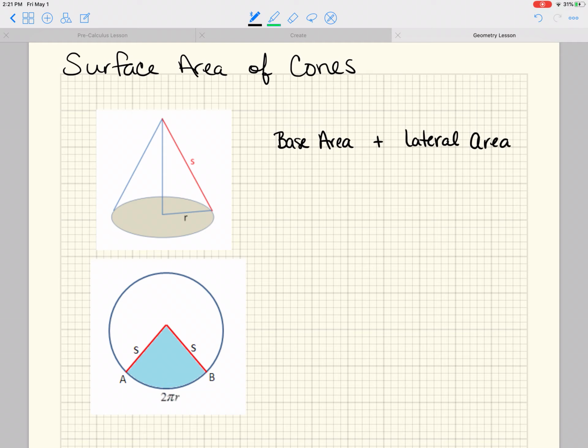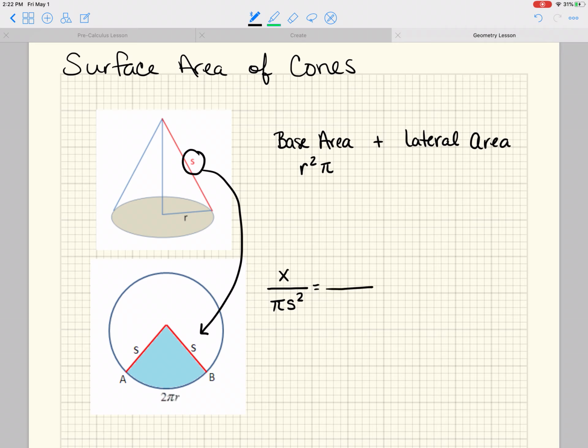And so what we're going to be doing is working through how to find the area of that sector. That's really the hard part of this, because the base area is going to be the radius squared times pi, just like we expected it to be. But for that other part, we want to find the area of the sector of that larger circle that we're working with, where the slant height becomes the radius of that larger circle. So the area of the larger circle would be pi times the slant height squared. And we want to find the area of the sector.